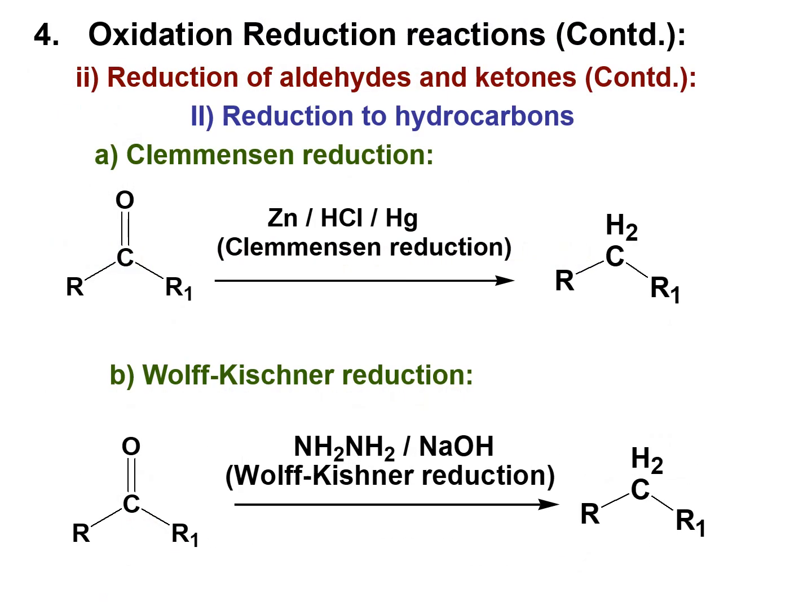Finally, as we said, we have the Clemmensen reduction and the Wolff-Kishner reduction, where we reduce a carbonyl into a regular alkane. In case of Clemmensen, we use zinc, HCl, and mercury. In case of Wolff-Kishner, we use hydrazine in presence of sodium hydroxide. This way, we have ended the aldehydes and ketones in 3 videos.